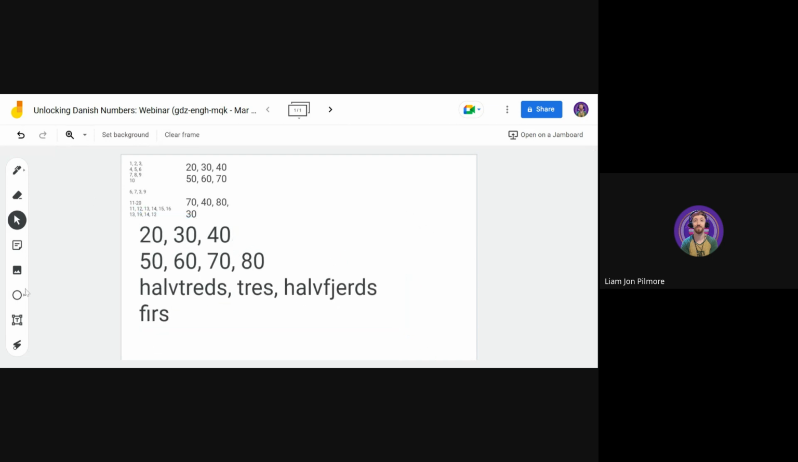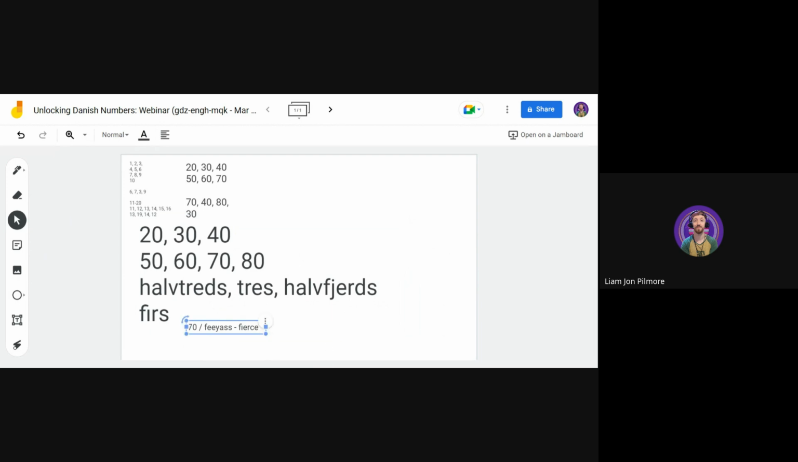The difference in pronunciation there, in my mind, 70, halvfjerds, it sounds like you have the word as on the end, which could help you remember. And then fjerds sounds a bit like the English word fierce. Halvfjerds, or fierce.